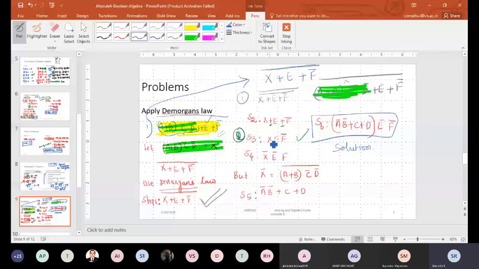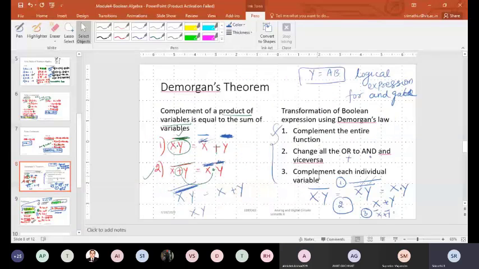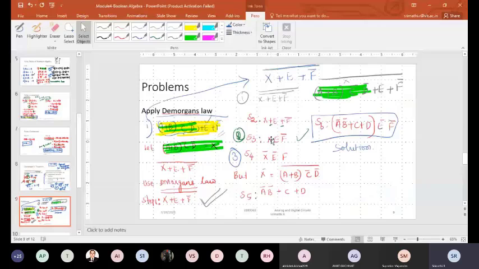And the third step, again, what is the third step? Complement each individual variable. So if there is X, I need to write it as X bar. If there is E, I need to write it as E bar. And F bar, the whole bar, will be F. Now, until now we have processed with X. We know what X is: A plus B, C bar D bar. Now X bar is nothing but A plus B, C bar D bar, the whole bar. Am I right?